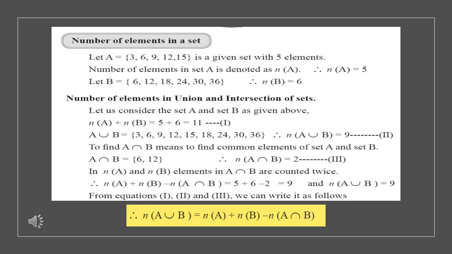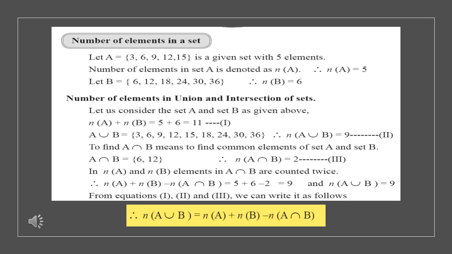Now we have found out the union. We'll now find the intersection. So A intersection B means I'm going to write only the common elements. So we have only two elements common, 6 and 12. Therefore, number of elements of A intersection B is 2. This is my third equation. Now the next line, very important.